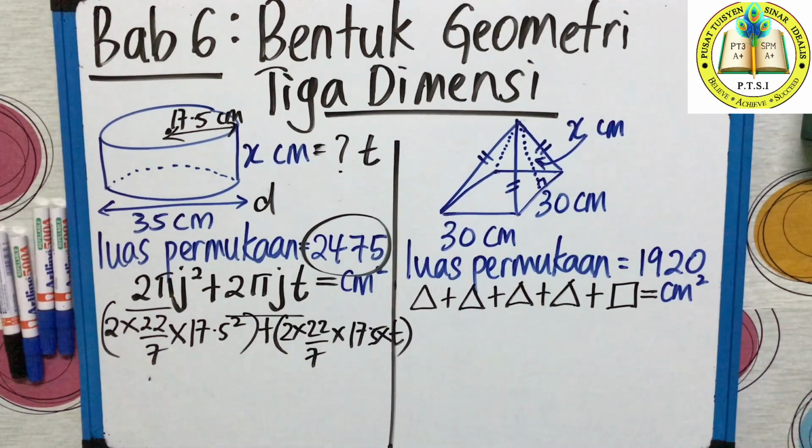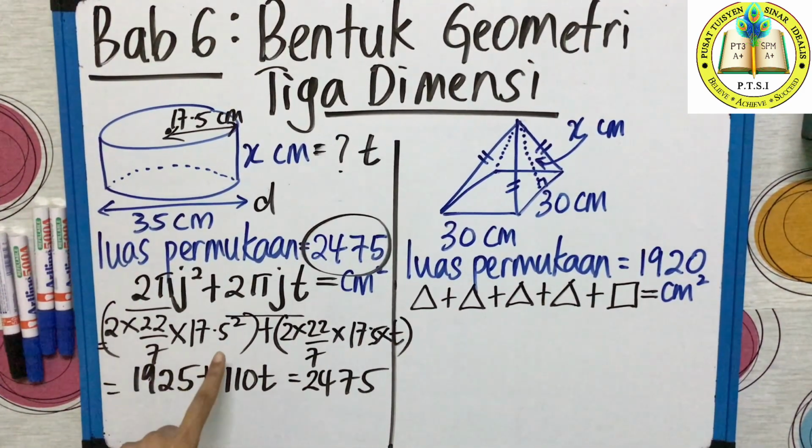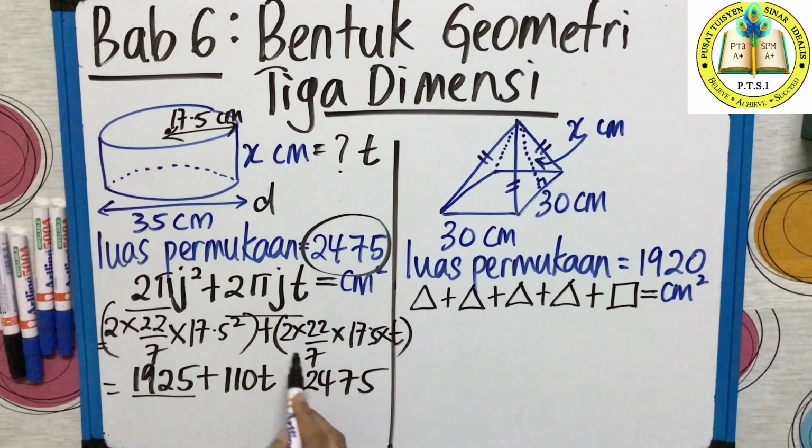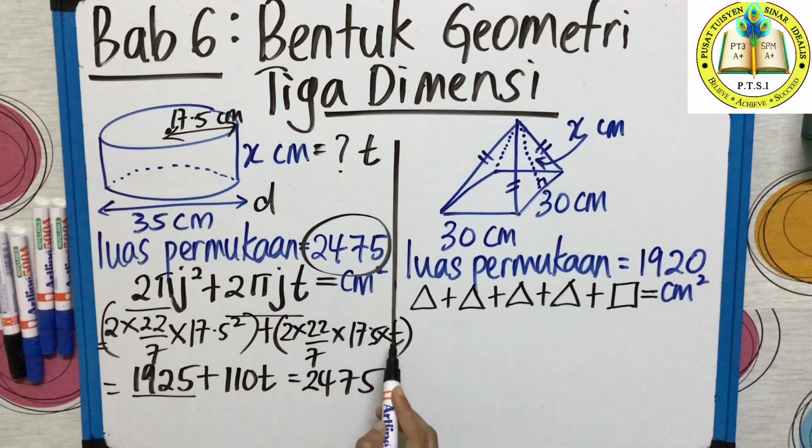So 2 pi j squared plus 2 pi j t. So darab t. We don't know the t. Now you use your calculator. Tekan calculator, cari nilai yang ini. Find out that answer. Class, teacher already wrote the value here. Bila kamu tekan calculator, 2 times 22/7 times 17.5 squared, you get 1925. Plus, when you press calculator for this one, 2 darab 22/7 darab 17.5, 2 pi j. The t we don't know, so we get 110 t equals 2475. If you want to get the t, like how you do a persamaan linear to find the unknown, exactly the same working.